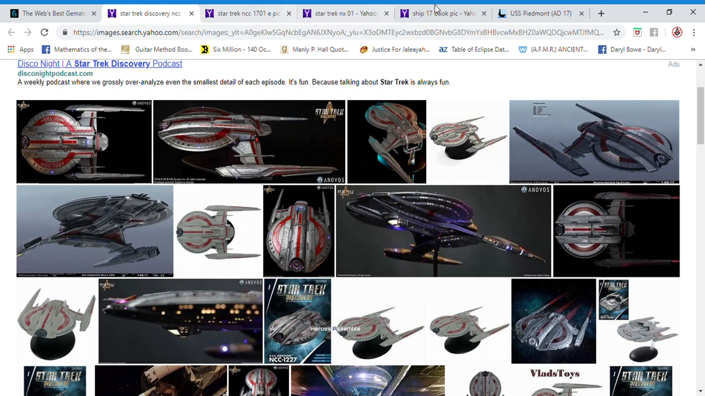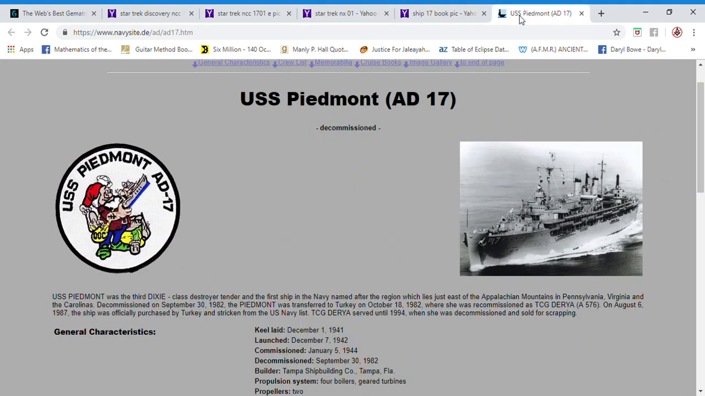So let's start with this little interesting gem that I just discovered a second ago, the USS Piedmont AD 17. I don't even know what AD means. I'm sure my brother probably knows, but let's start with the 17 right there. And while you're looking at that picture, we're going to talk about some other 17s.